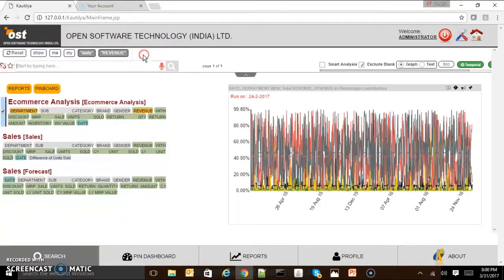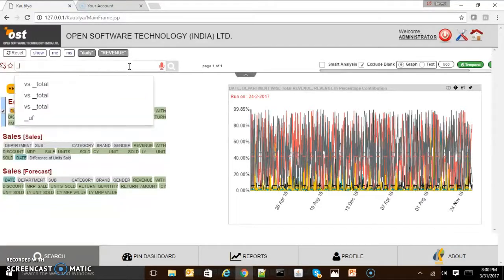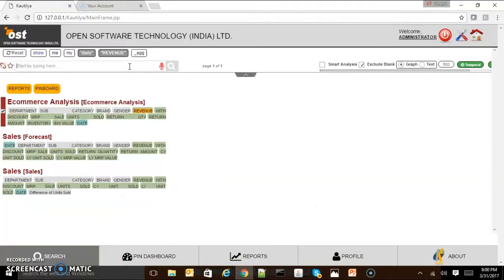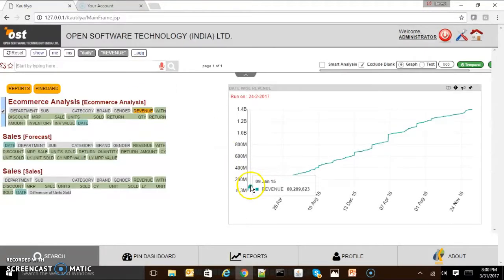What happens if I say I don't want to see my daily revenue on a daily basis, but I want to see how it's growing every day? So I want to see an accumulated version or an aggregated version. So all I have to do is write underscore aggregation, and it tells me for each day how much is my revenue and how it's growing.